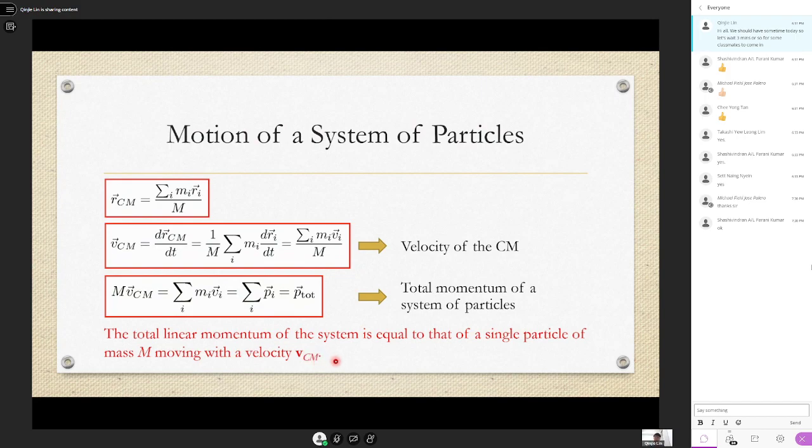Now maybe it's a bit confusing. Later examples will be clearer. Basically, you have a lot of particles, and there will be a CM of them at any point in time. Then for this CM, if you take the total mass times the CM velocity, it is actually equal to all their momentum, the same.